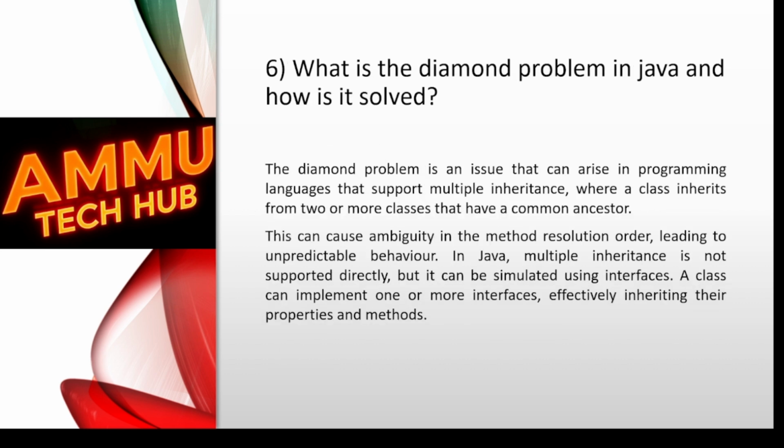What is the diamond problem in Java, and how is it solved? The diamond problem is an issue that can arise in programming languages that support multiple inheritance, where a class inherits from 2 or more classes that have a common ancestor. This can cause ambiguity in the method resolution order, leading to unpredictable behavior. In Java, multiple inheritance is not supported directly, but it can be simulated using interfaces. A class can implement 1 or more interfaces, effectively inheriting their properties and methods.